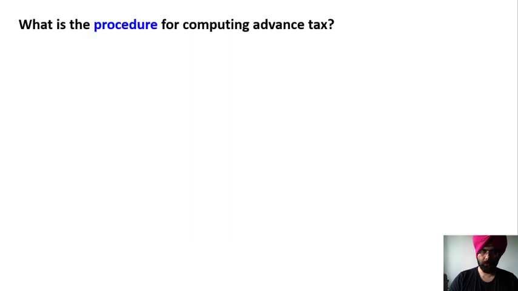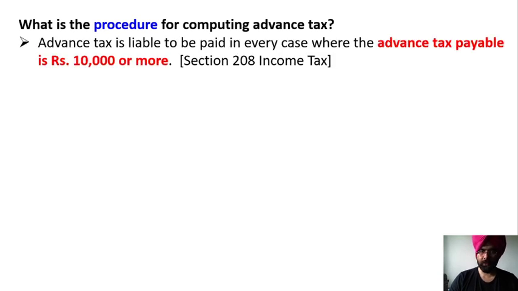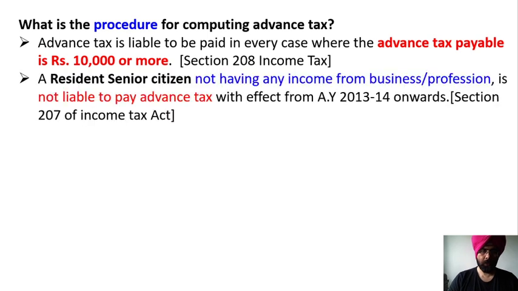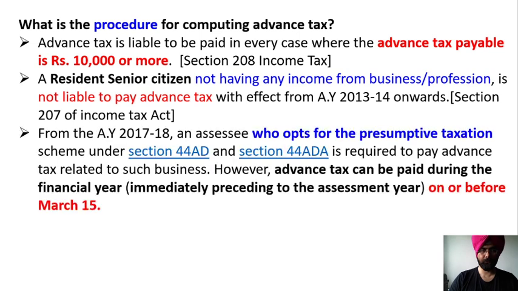Therefore, when you look at the advance tax provisions, advance tax is liable to be paid in every case where the advance tax payable is 10,000 or more under Section 208 of the Income Tax Act. A resident senior citizen not having any income from business or profession is not liable to pay advance tax with effect from assessment year 13-14 onwards.